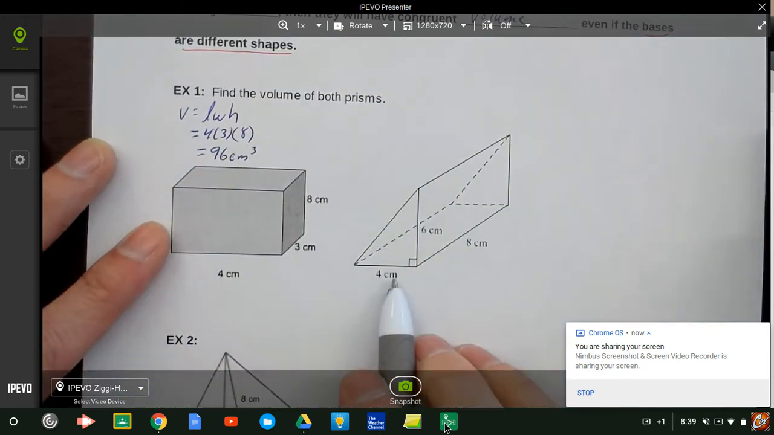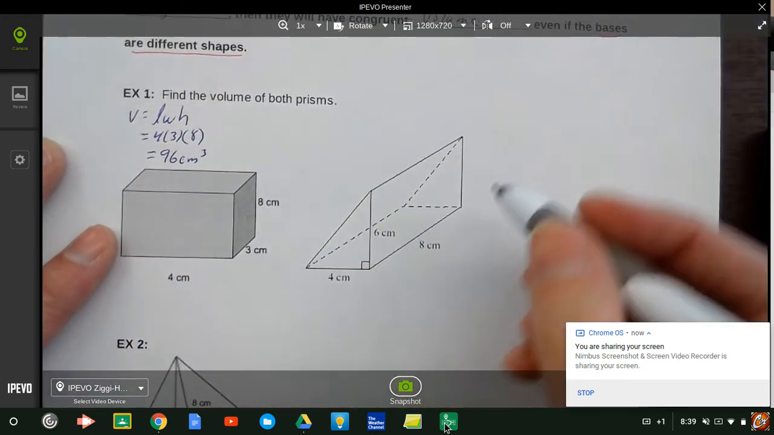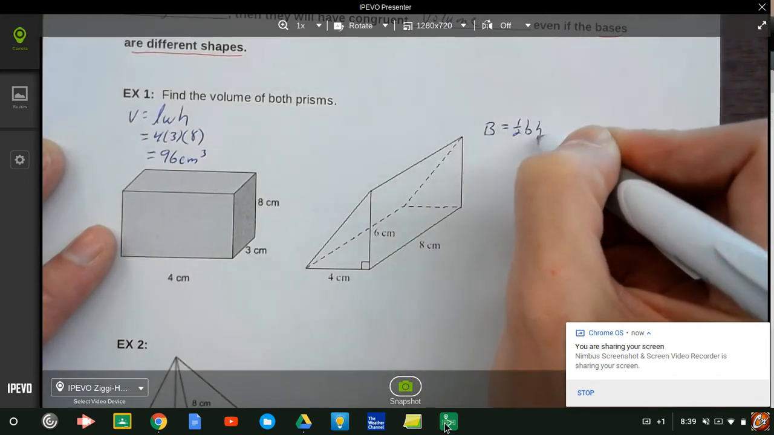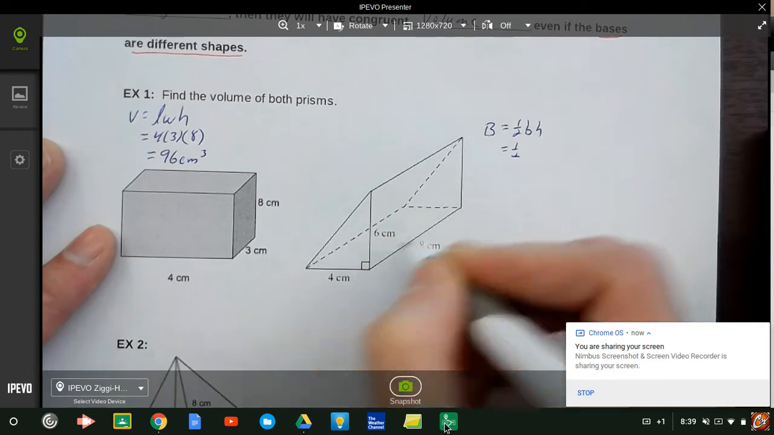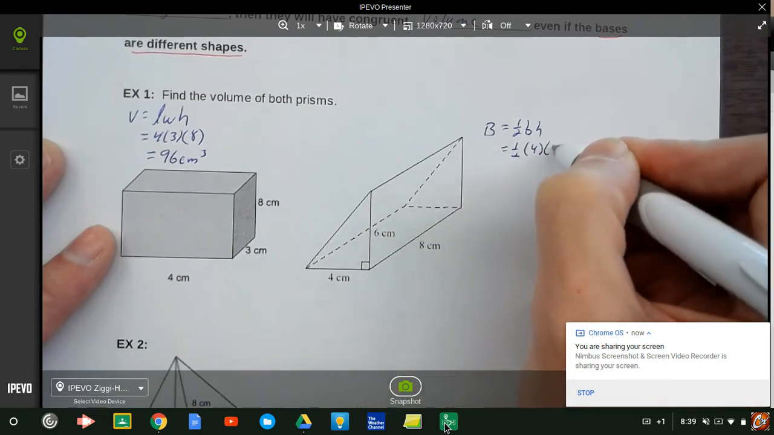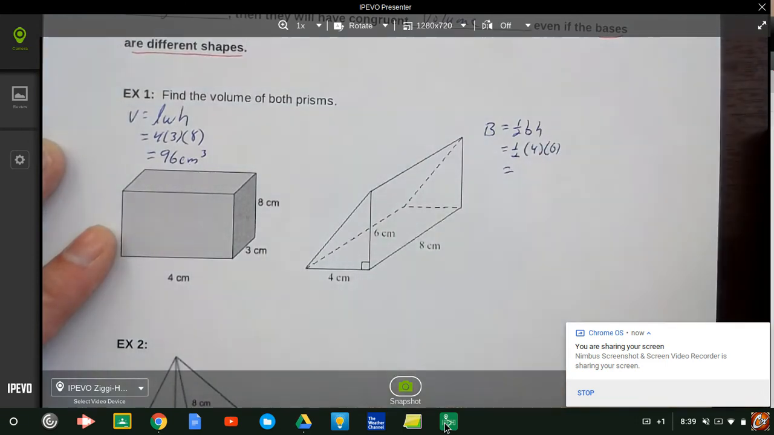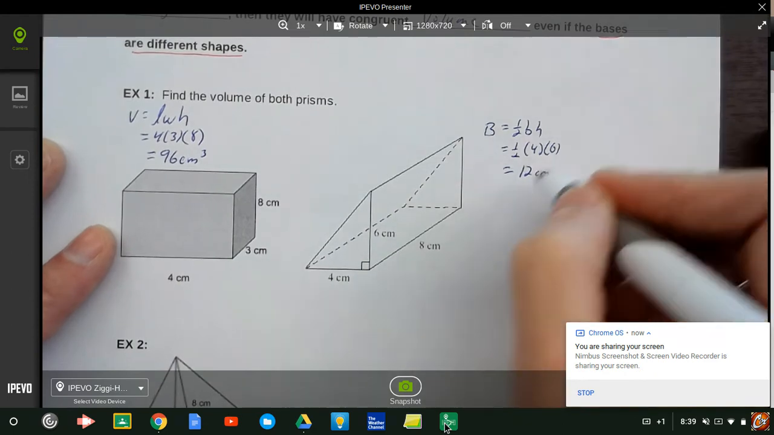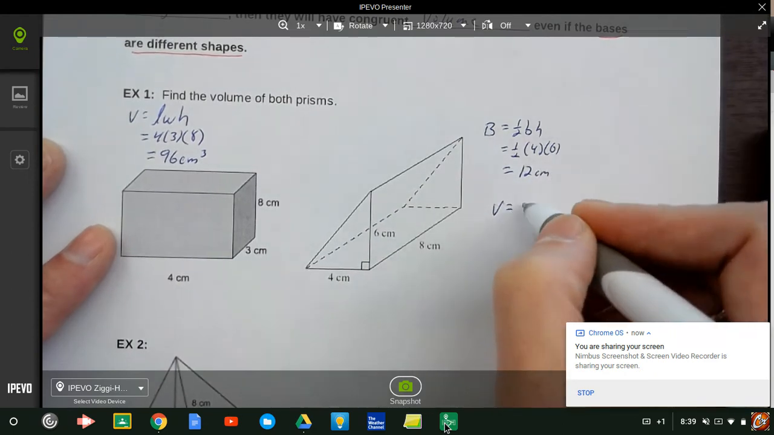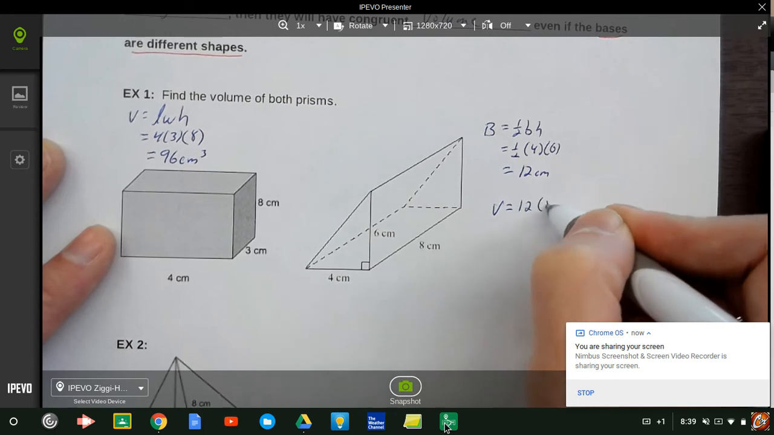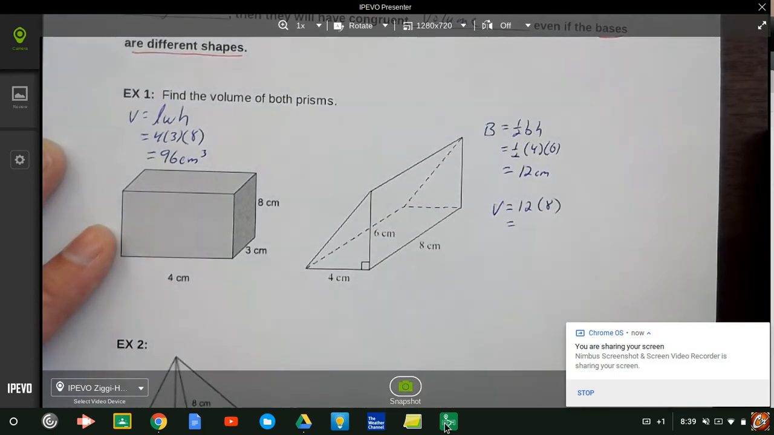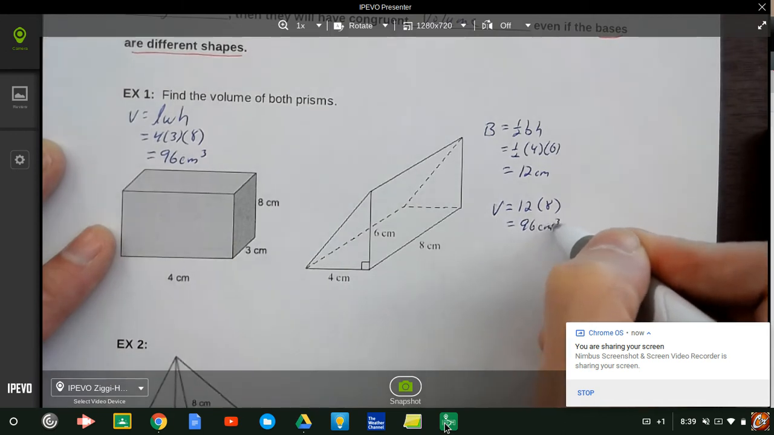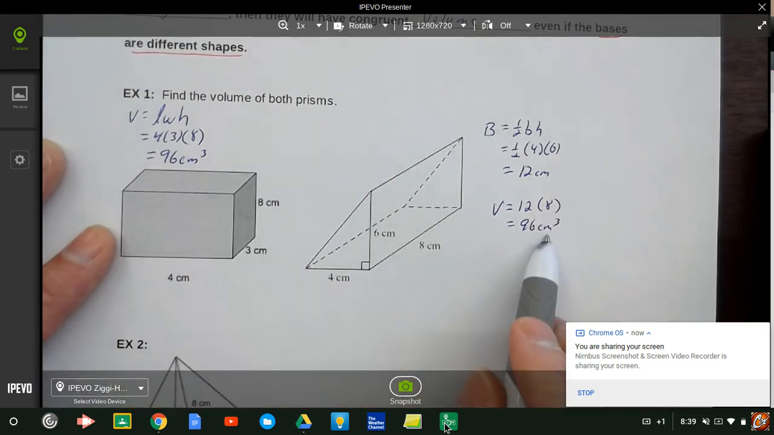Now this particular problem I need to think of a little closer. My base is a triangle, so that's 1/2 base times height. So that's 1/2 times 4 times 6, and that's going to give me 12 square centimeters. So my volume of this is 12 times 8, and 12 times 8 is 96 centimeters cubed. Notice they have the same volume.